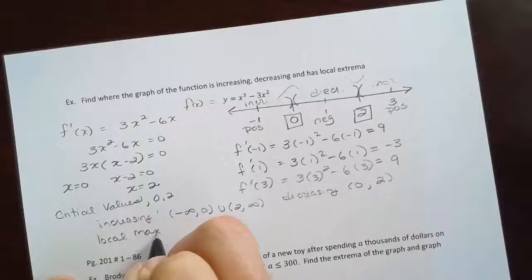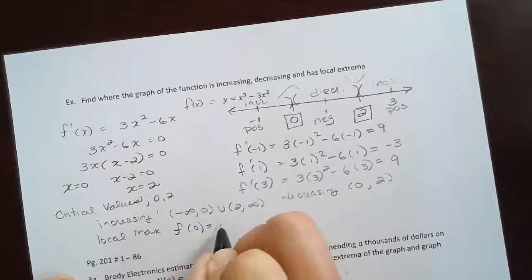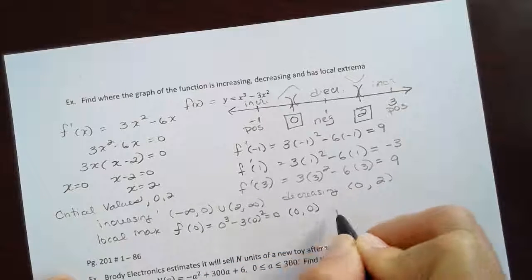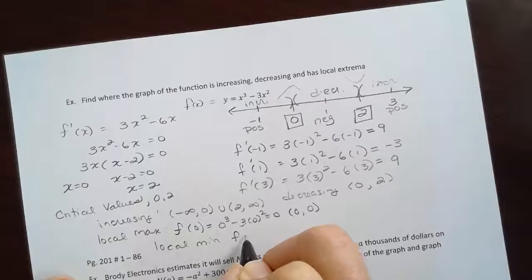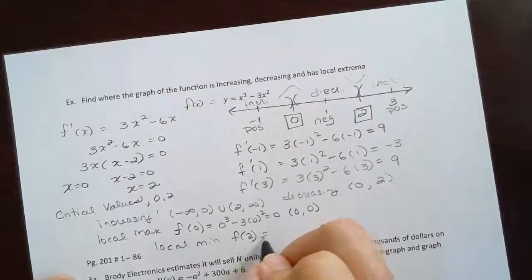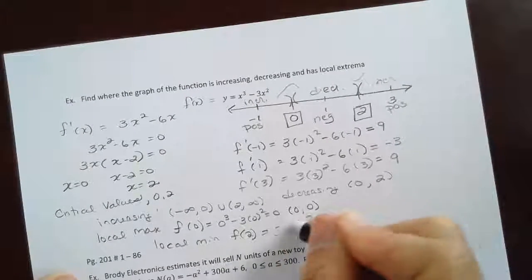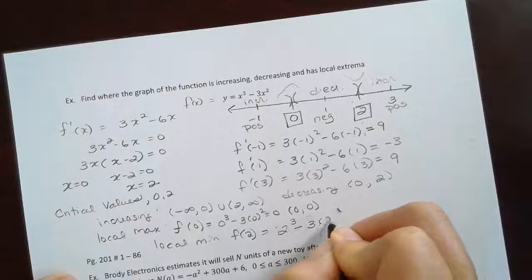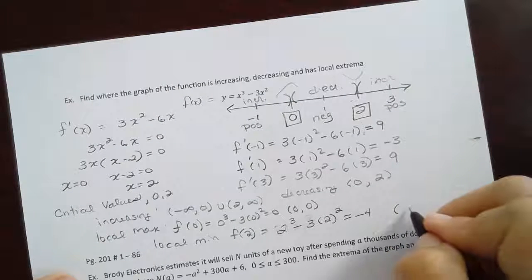So local max will happen at 0. So we have to do the actual function evaluated at 0. 0 cubed minus 3 times 0 squared will be 0. So 0, 0 is going to be the local max. And the local min is occurring when x is 2, so f of 2 will be 3 times, not the derivative, don't use the derivative, that's just going to give you 0 again because that was the critical value. Make sure you use the actual function, so x cubed. So 2 cubed minus 3 times 2 squared, which is equal to -4, so we've got a local min at 2, -4.